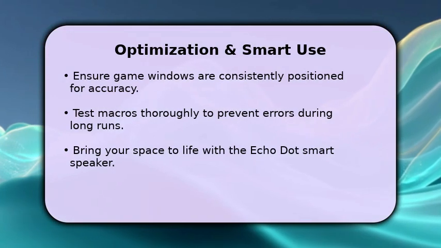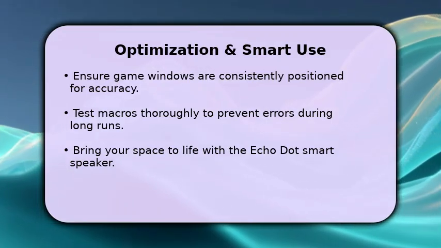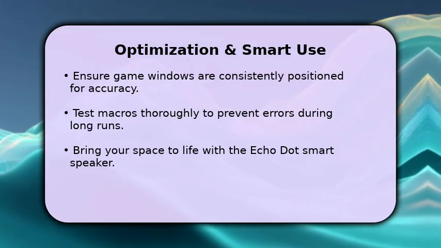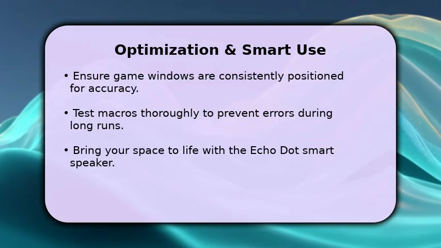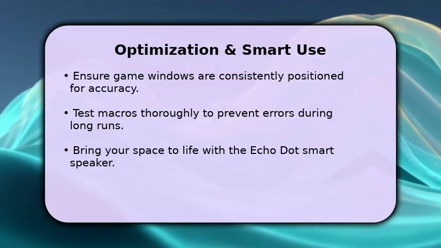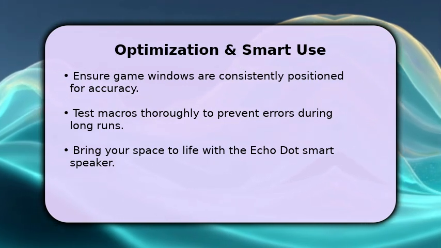For optimal results, always ensure your Anime Vanguard game window is in the same position and size each time you run a macro. Small changes can cause errors. Thoroughly test your recorded sequences multiple times before leaving them to run for extended periods.